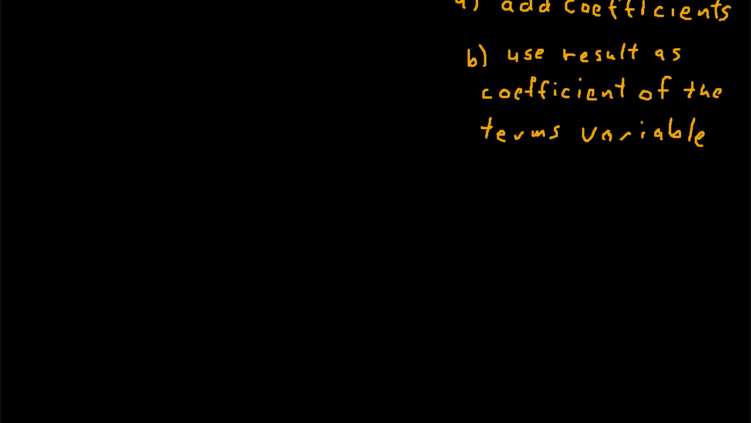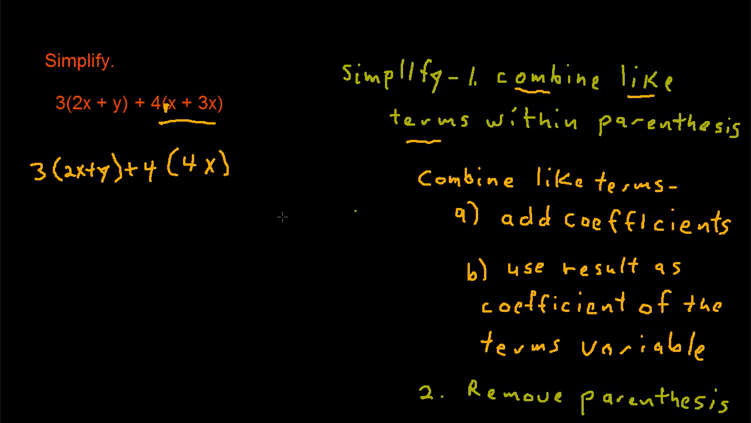What's the next step for simplifying? Well, the next step is to remove parentheses. If we still have parentheses, and we do, we need to remove the parentheses. And generally that means applying the distributive property. And so let's apply the distributive property.